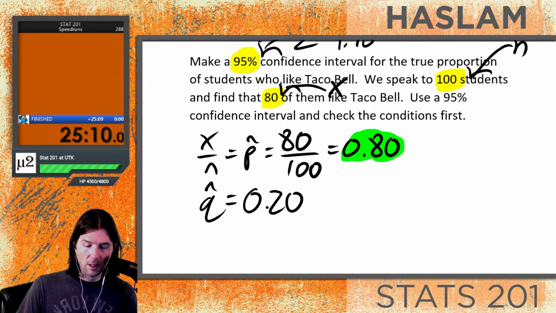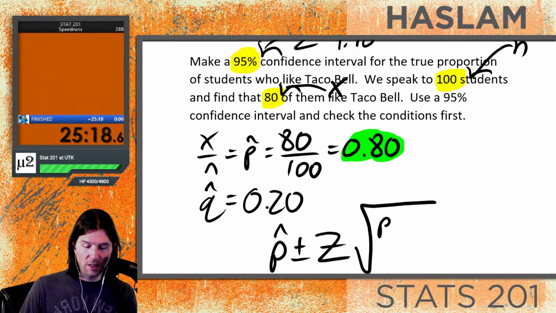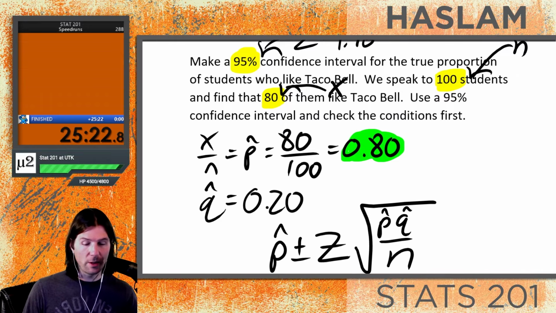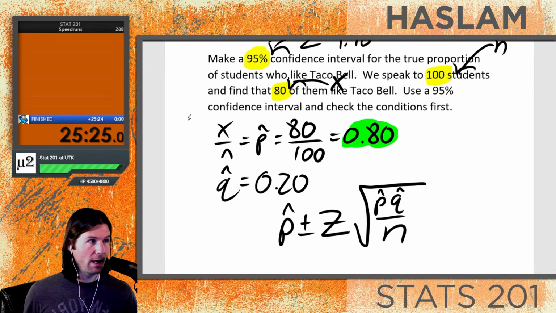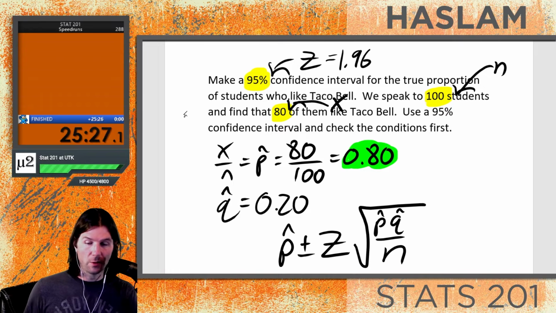There's Q hat right there. So the interval is going to be P hat plus or minus Z, and then we times it by the square root of P hat Q hat over N. Very similar to the last equation. And this portion right here is the standard error. This is the standard error for the confidence interval.